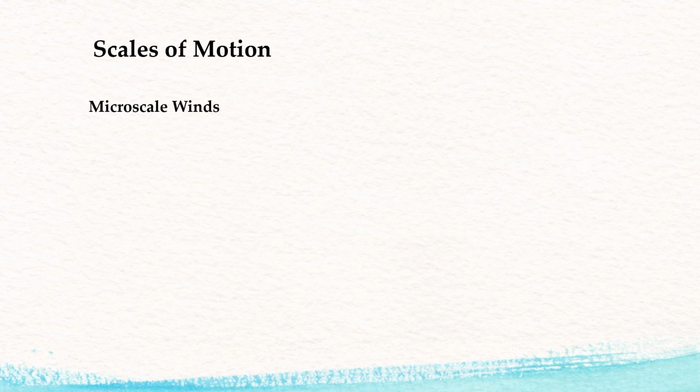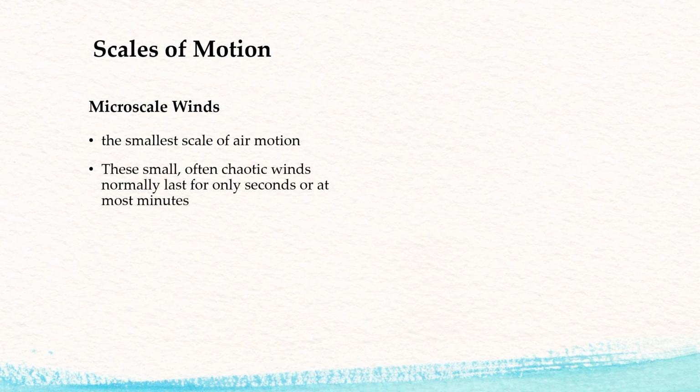So these are called the scales of motion again. First is the microscale winds. From the name, it's very obvious that it is the smallest scale of air motion. Aside from their size, these small, often very chaotic winds normally last for only a few seconds or at most minutes. So that is about the microscale winds. They are small and only last a few seconds to a few minutes.